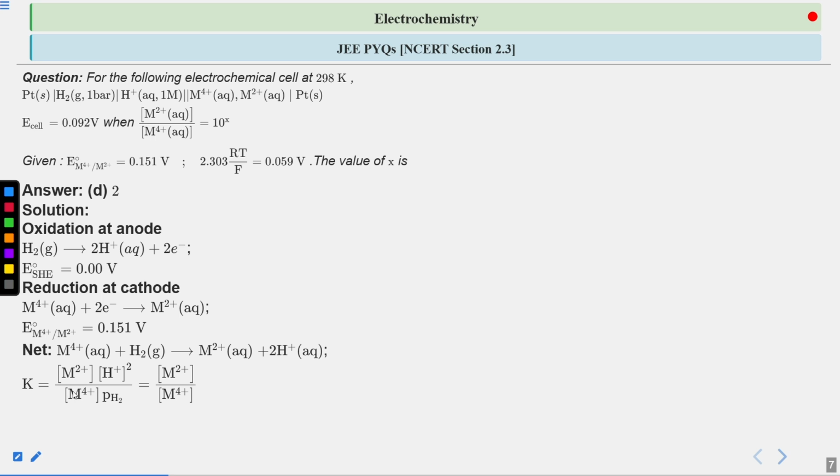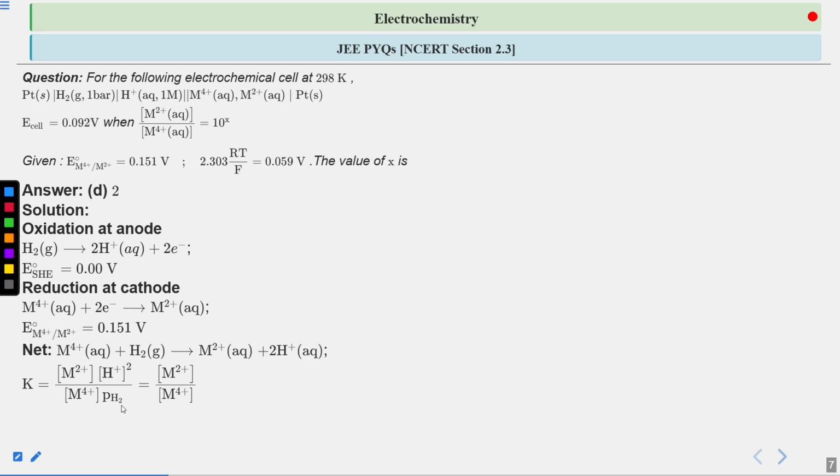The K, if you find out, will be M2 positive concentration times H positive concentration whole squared. Why are we taking both? Product by reactant, right? And here nothing, either in the reactant or in the product, is in solid form, so everything will be considered. So M2 positive times H positive whole squared, because the stoichiometric coefficient is 2, divided by M4 positive concentration multiplied by the pressure of H2 gas. Okay, for the hydrogen electrode, we consider the hydrogen pressure rather than its concentration.